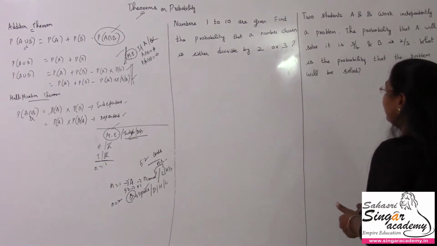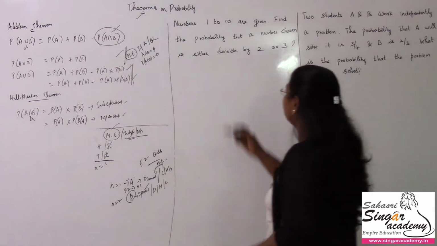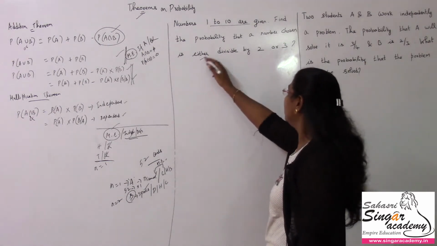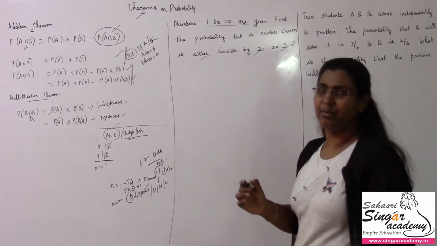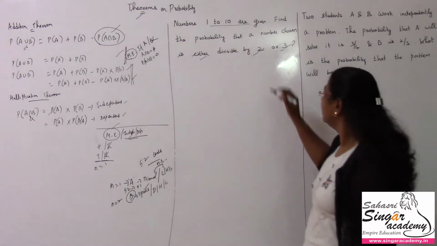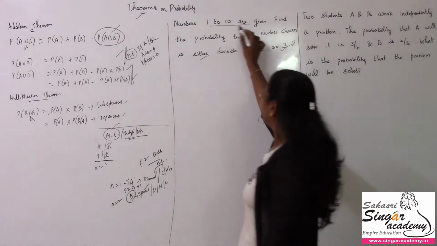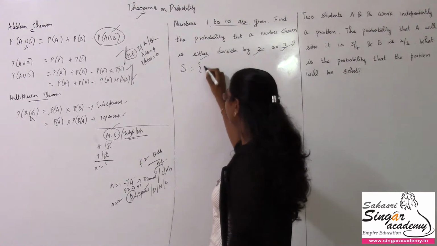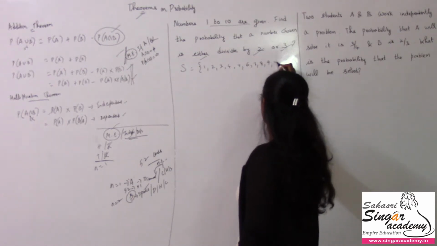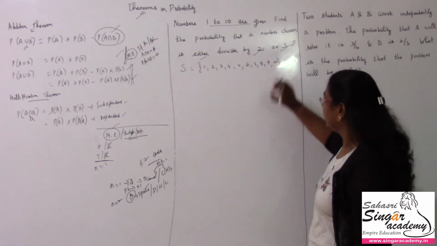So I have 2 problems here for you relating to direct theorems on probability. Numbers 1 to 10 are given. Find the probability that the number chosen is either divisible by 2 or divisible by 3. It's a very simple problem. There are 10 numbers, and from these 10 numbers we find the probability that the number should be either divisible by 2 or divisible by 3. You can guess this directly. If numbers 1 to 10 are given, what will the sample space be? 1 2 3 4 5 6 7 8 9 10. This is the sample space.